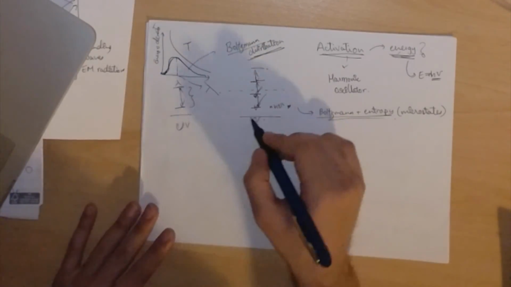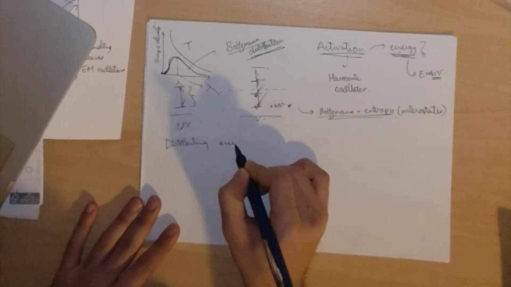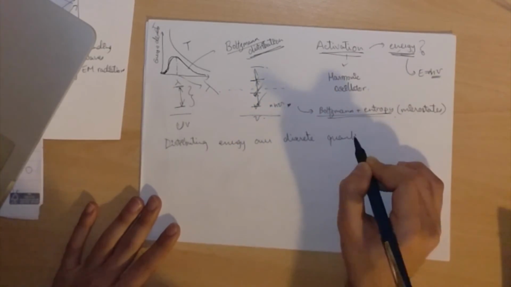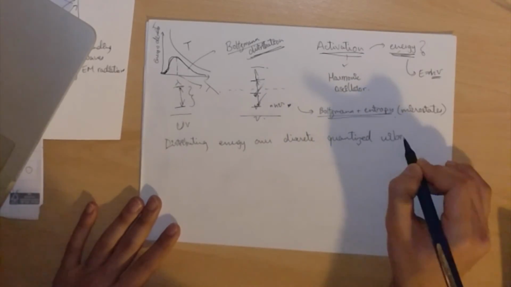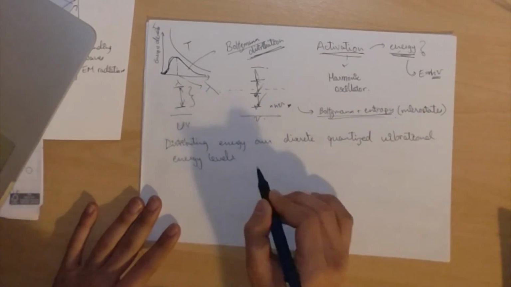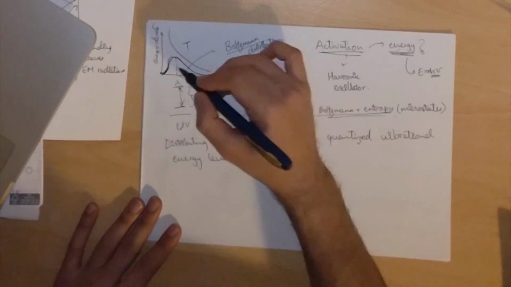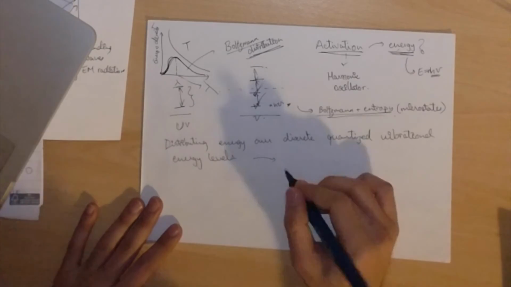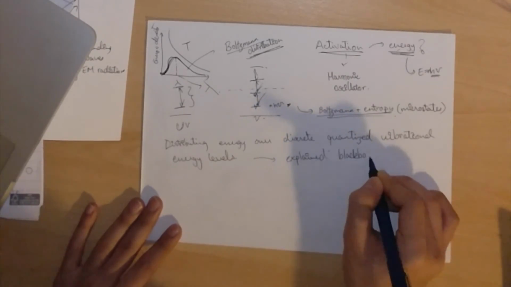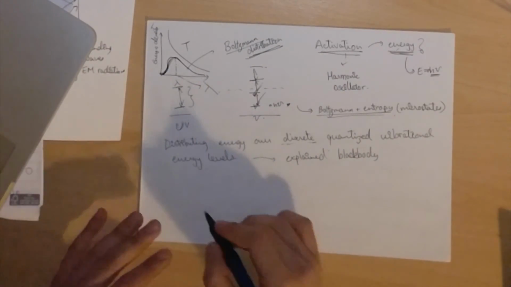So by sort of distributing energy over discrete quantized vibrational energy levels, he successfully explained why we don't see a lot of UV radiation at very low temperatures for random substances like my pen, for example. Explained blackbody radiation.